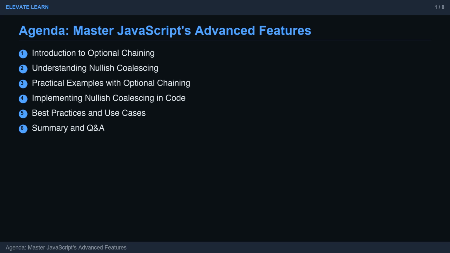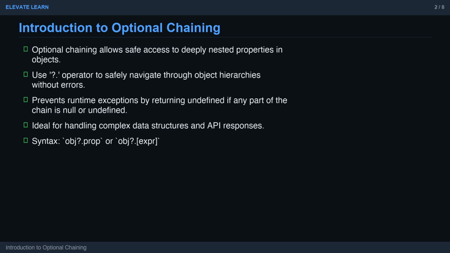So let's get started. Hello, everyone. Today we're diving into the world of JavaScript with an incredibly useful feature called optional chaining. It's perfect for safely navigating through deeply nested object properties without running into errors.